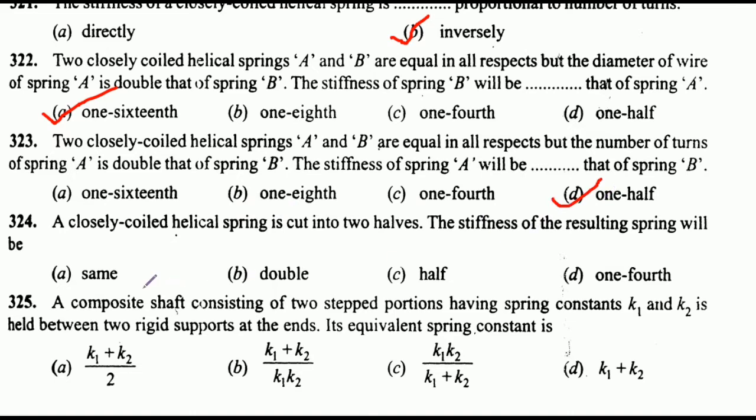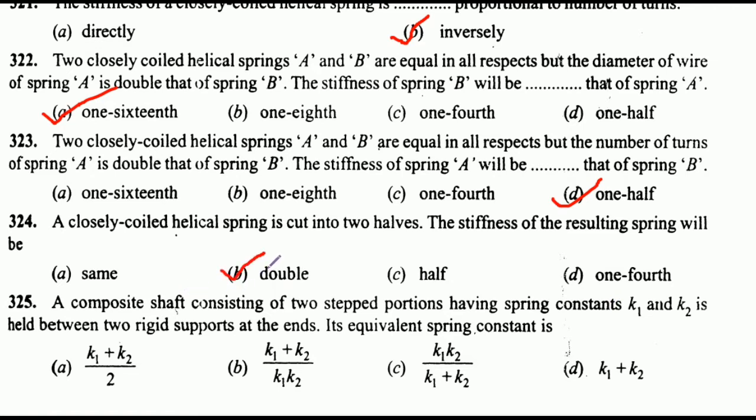Next is a closely coiled helical spring is cut into two halves. The stiffness of the resulting spring will be. Options are same, double, half, 1/4. So here friends, the correct answer is option B, that is double.